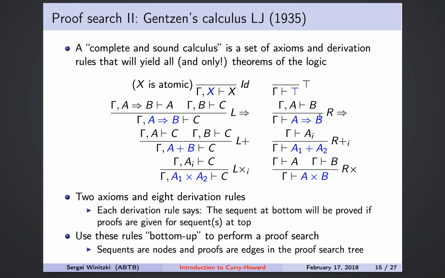And if there are 2, then we fork the tree, and now we have to prove both of them. So we continue doing that for each of the sequents until we hit axioms. So the tree will end at this leaf, or we hit a sequent to which no rule applies, in which case we cannot prove it and the entire thing is unprovable. So in the search tree, there will be sequents at the nodes of the tree, and proofs will be at the edges of the tree. So each node sends its proof to the root of the tree.